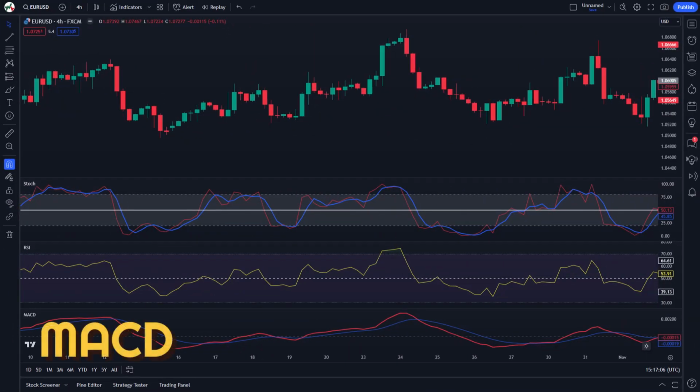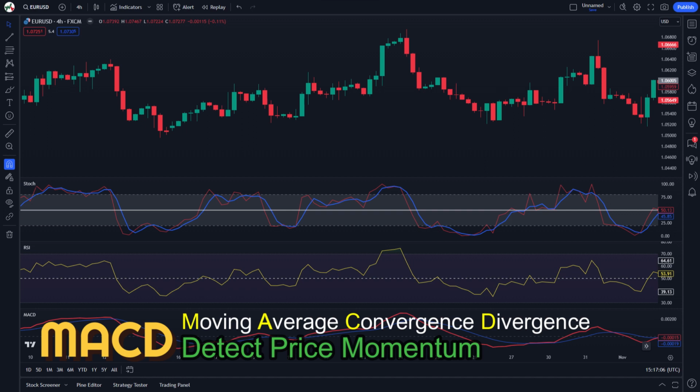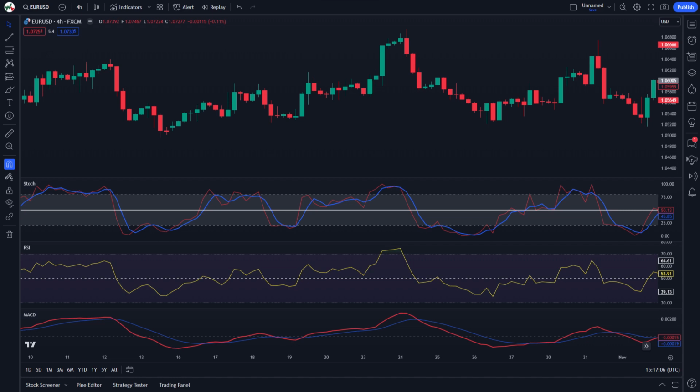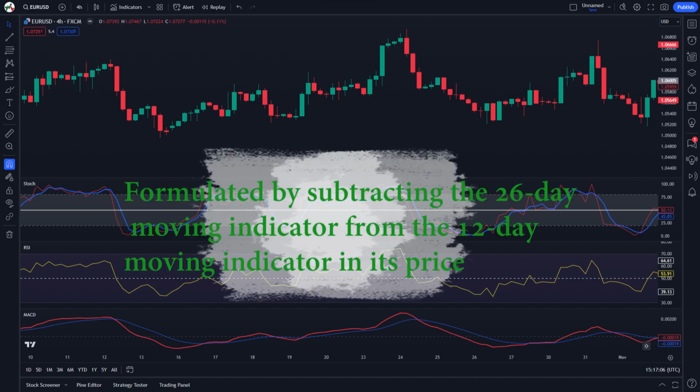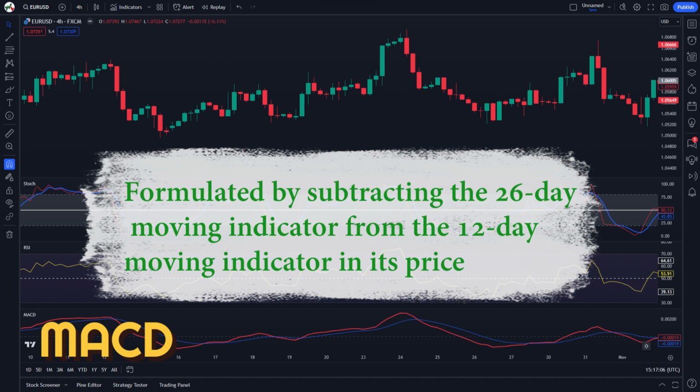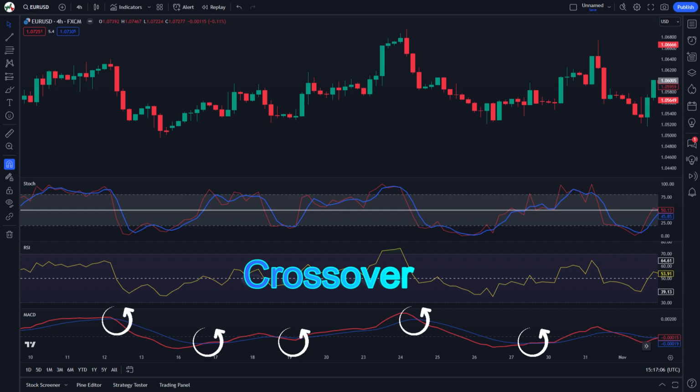MACD to detect price momentum. MACD, or Moving Average Convergence Divergence, indicates price trends and market directions. It is a momentum indicator, formulated by subtracting the 26-day moving average from the 12-day moving average of the price. The common strategy to use with the MACD is through crossovers.